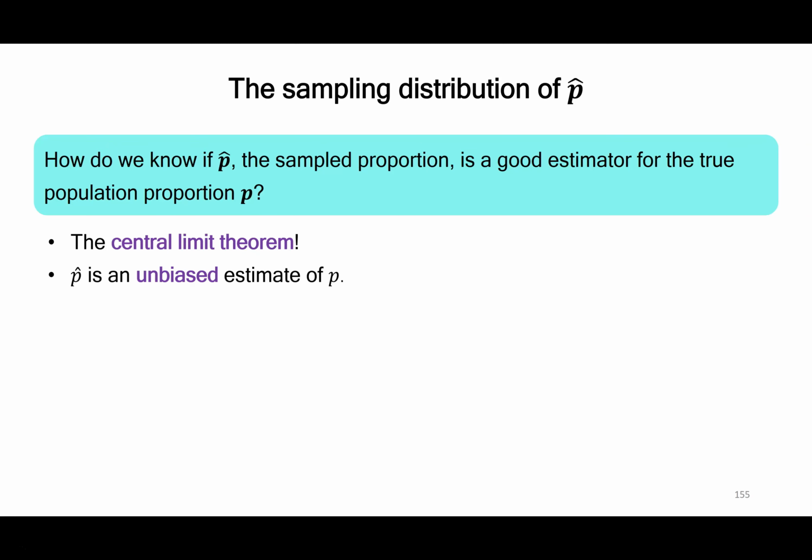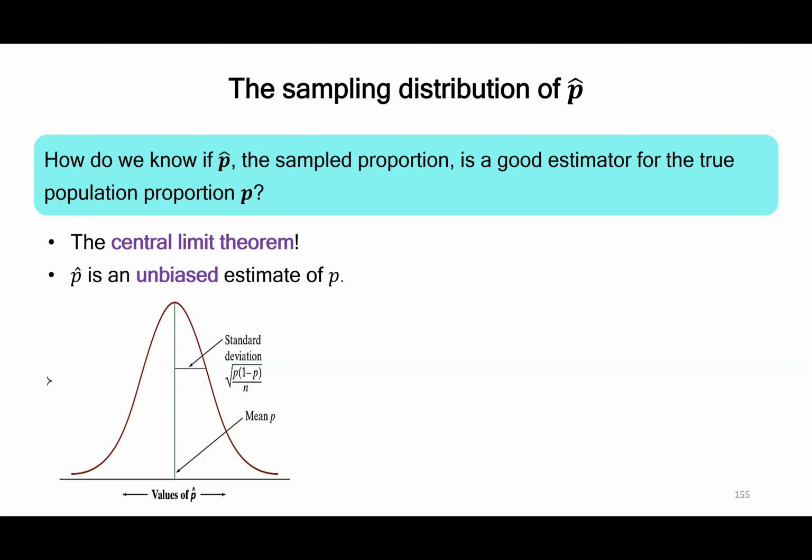So p hat is an unbiased estimate of p, which is good. It means that, hey, on average, p hat hits the mark. It is a good estimator for p. On average, it's hitting where on the target we want it to hit.